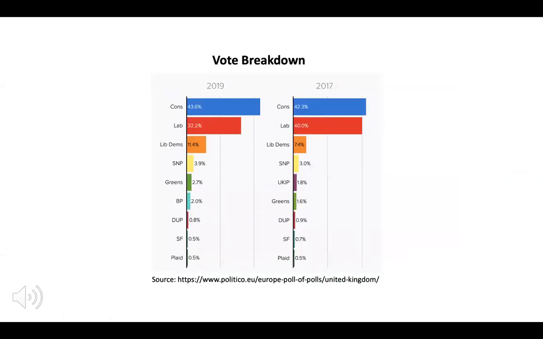And now let's take a quick look at the actual election results. When we look at the two major parties, the Conservative Party and the Labour Party, you can see that the Conservative Party has done better and the Labour Party has done worse.